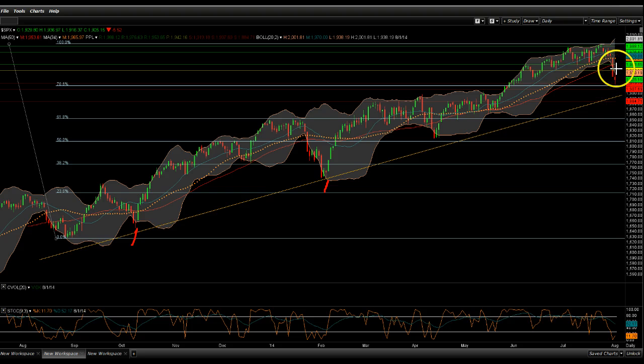Now we have blown through the lower Bollinger. You can see that right here. This was the lower Bollinger right here. And generally speaking, when you blow through a Bollinger, you tend to reverse back into it before you fail again, or whatever you want to do.